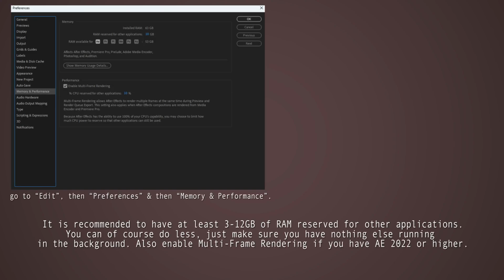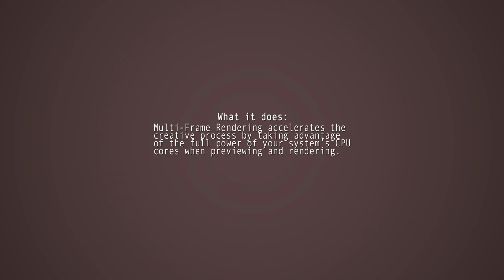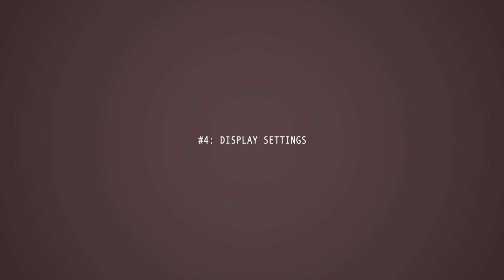It is recommended to have at least 3-12 gigabytes of RAM reserved for other applications. You can of course do less, just make sure you have nothing else running in the background. Also enable multi-frame rendering if you have AE 2022 or higher. Multi-frame rendering accelerates the creative process by taking advantage of the full power of your system's CPU cores when previewing and rendering.